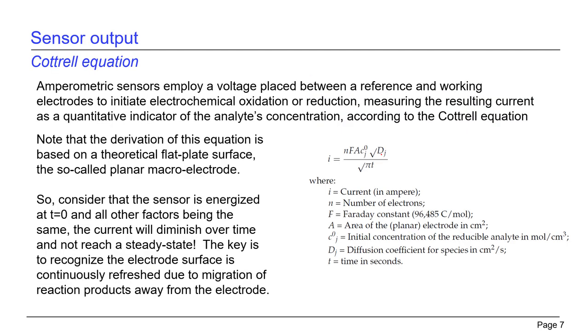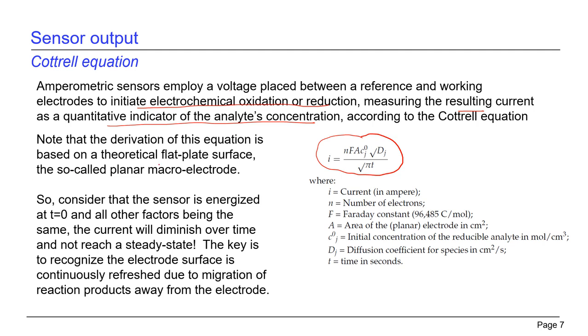So basically, having said all that, the sensor output is sort of dictated by the Cottrell equation. And so amperometric sensors employ a voltage placed between the reference and the working electrodes, talked about that, and this voltage initiates an electrochemical oxidation reduction. And then you measure the resulting current as a quantitative indicator of the analyte's concentration. And the Cottrell equation is shown down here, and the parameters are shown below. And again, this happens to be a very convenient way to take the parameters of the sensor, roll them up into an equation in order to be able to compute the current output.